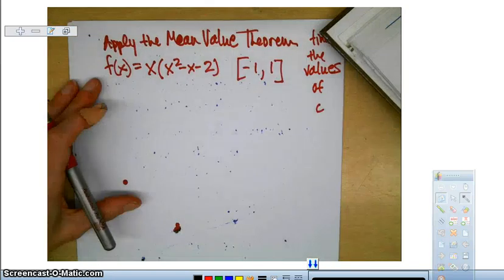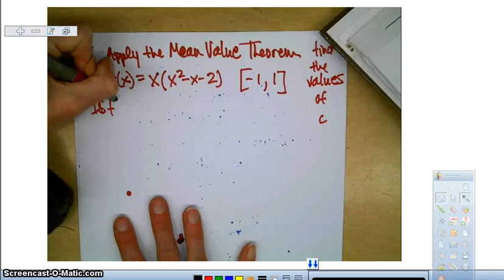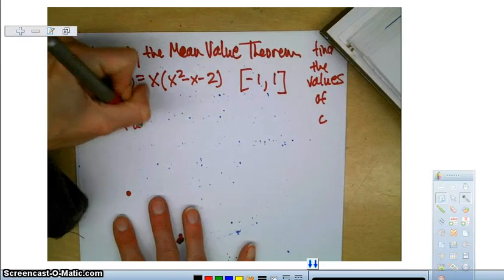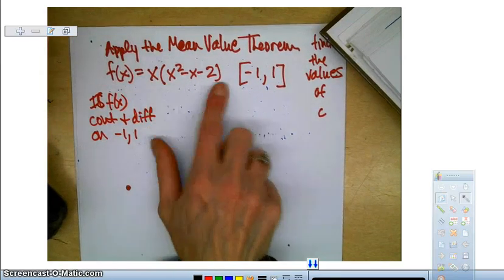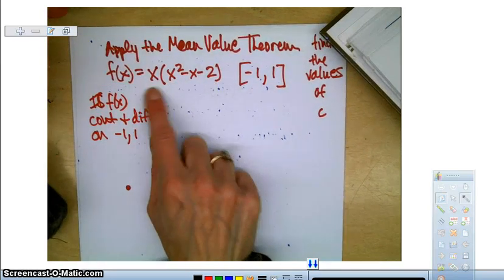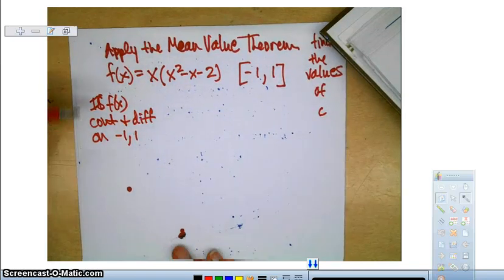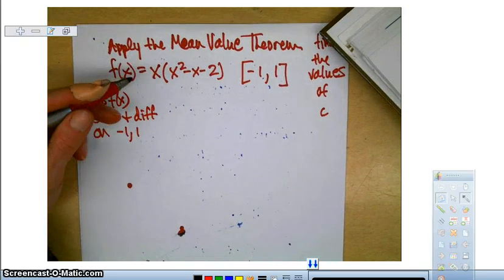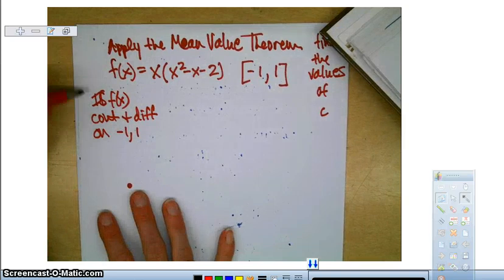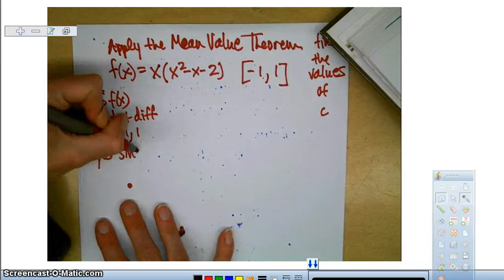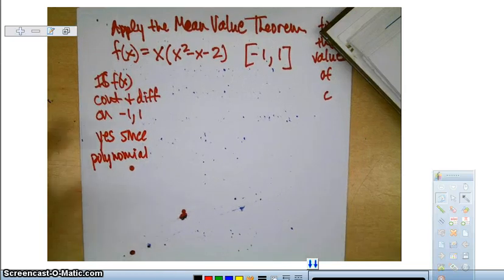So first I just have to check, is this function continuous and differentiable on the interval from -1 to 1? What is this? If you distribute, you'll get an x cubed, so it's a polynomial. Is a polynomial continuous? Yeah, it is. You could graph it on a graphing calculator. It's going to be a little wavy thing up and down. Is it continuous and differentiable on -1 to 1? Yes, since it's a polynomial.